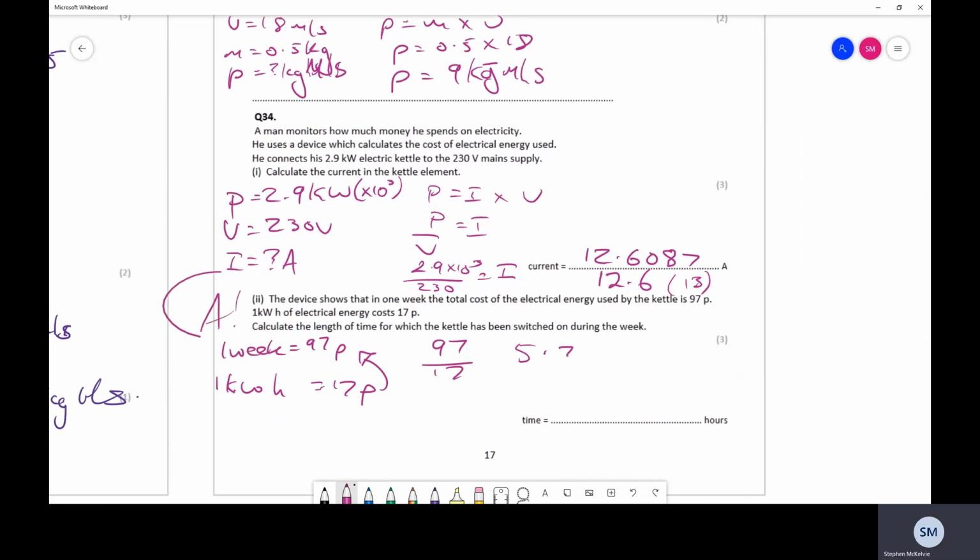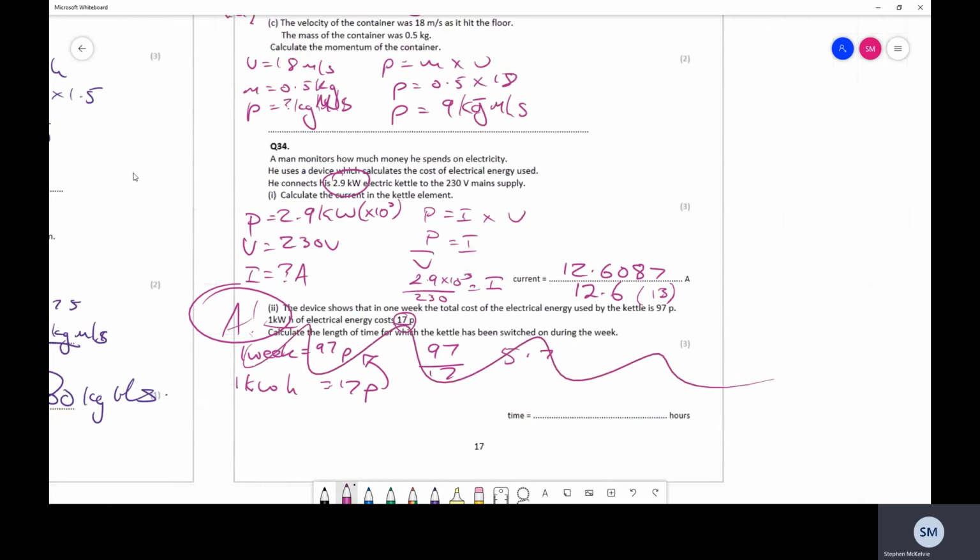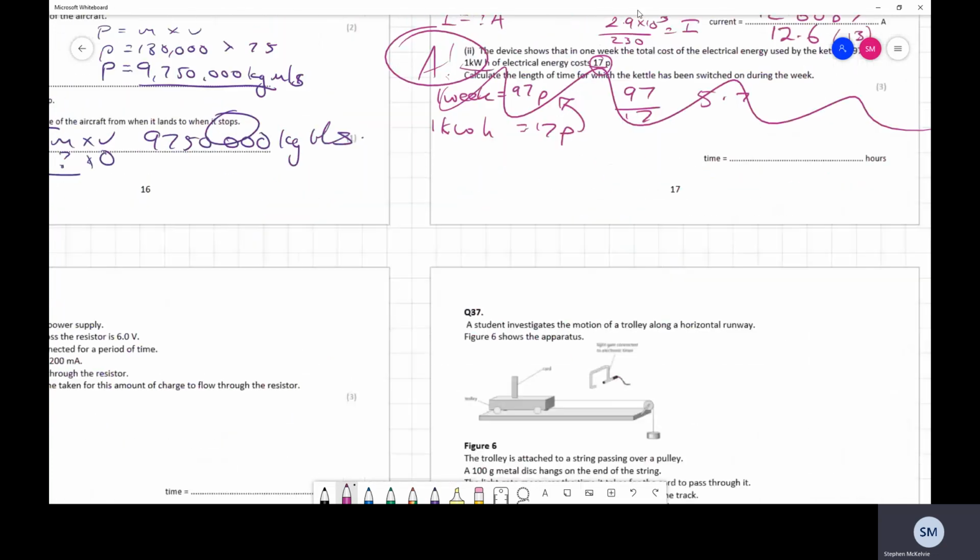Right, so basically, it's a 2.9 kilowatt electric kettle. So 1 kilowatt hour costs this amount, so it's going to be 2.9 kilowatt hours costing 17p for this electric kettle. So you're going to do 97 divided by 17, and then multiply that by 1 over 2.9, which is going to give you the answer. So I don't want you to do this one. Ignore this one, we'll skip on to that. Pretty sure it's not part of the maths unit.